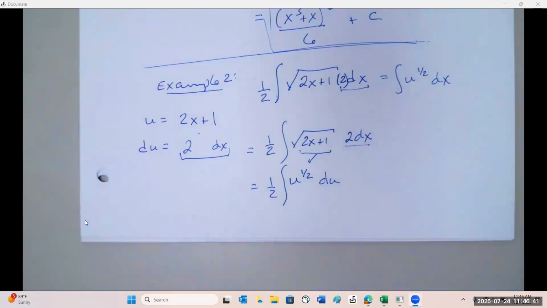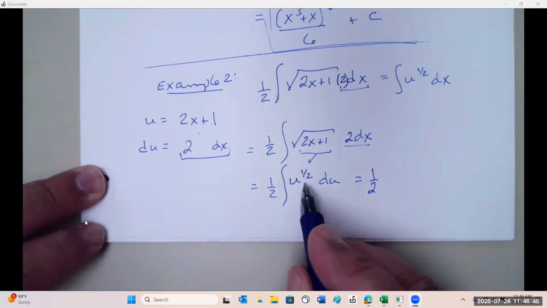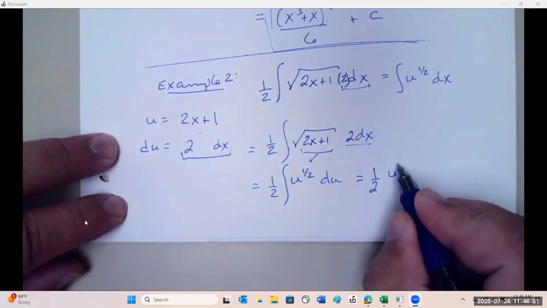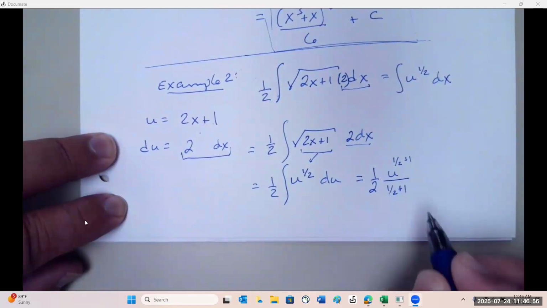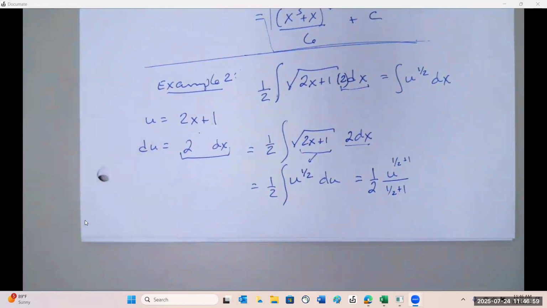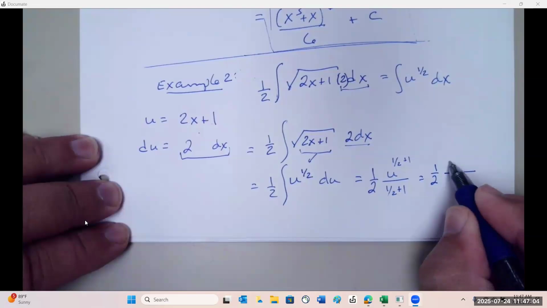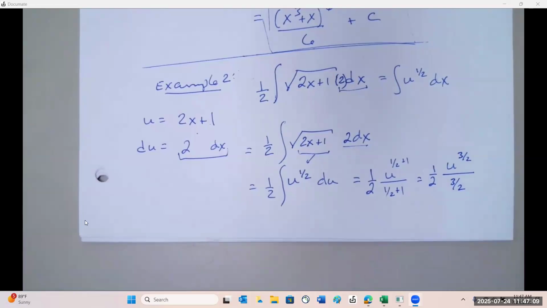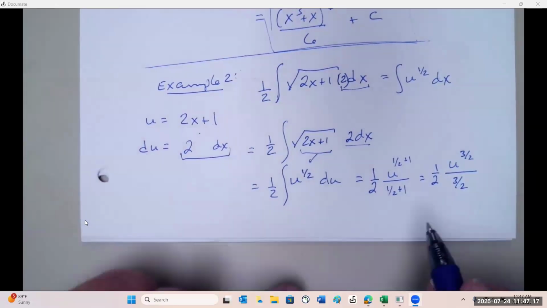There's our u to the power 1/2. So what's the integral? What do we do for the integral? There's the 1/2 out in front. What's the integral of u to the power 1/2? So it's 1/2 plus 1 over 1/2 plus 1, which is 1/2 u to the power 3/2 over 3/2. But we're not done with this part yet, but we'll put plus c at the end.